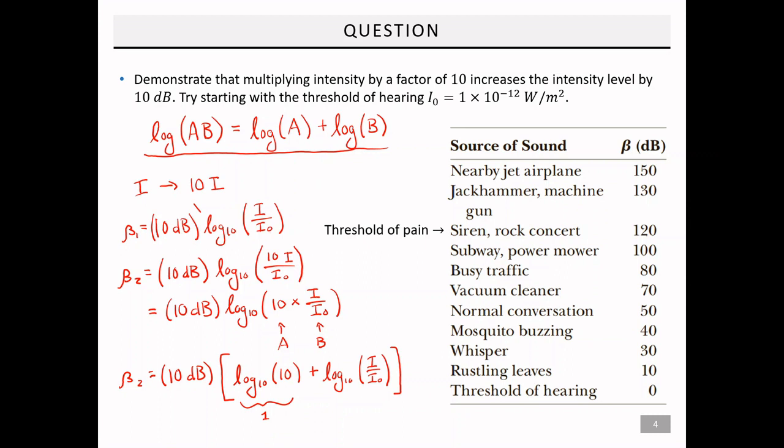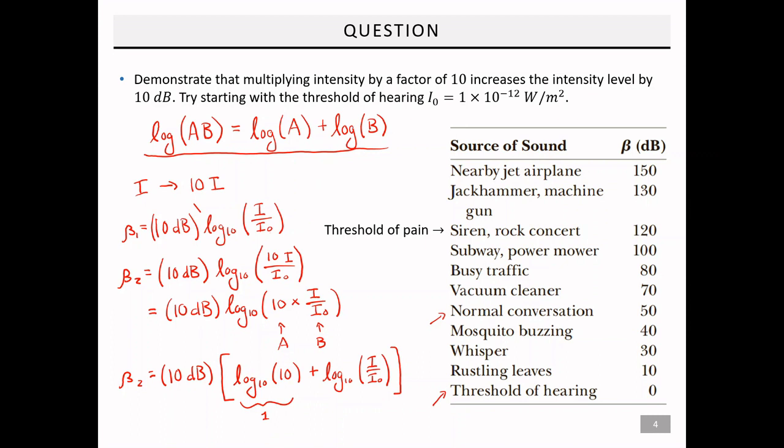On the right here, I have a table that gives you some standard values for intensity level. Starting at the bottom, you have the threshold of hearing. This is at 0 decibels. At 10 decibels, you have a quiet rustling of leaves. That's a typical intensity level for that. If you whisper very quietly, this will be at roughly 30 decibels. Normal conversation occurs at 50 decibels.